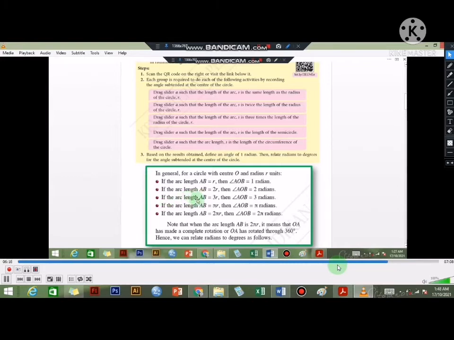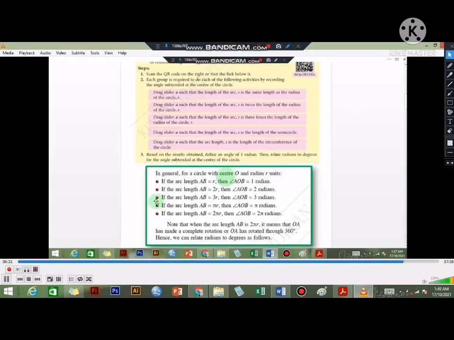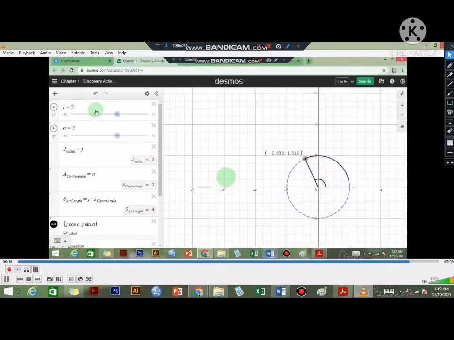If the length of arc AB is 3 times the radius, we still fix the value of radius, which is 2, and then the length of arc is 4. But for the third one, they said that the arc length AB is equal to 3 times radius, so 3 times radius means 3 times 2, which is 6.